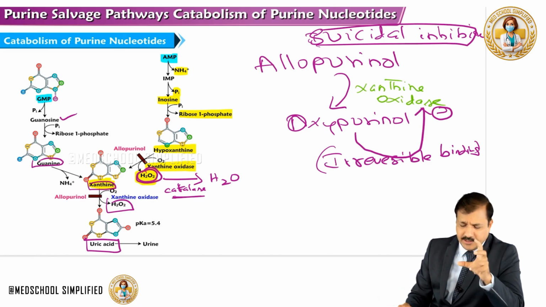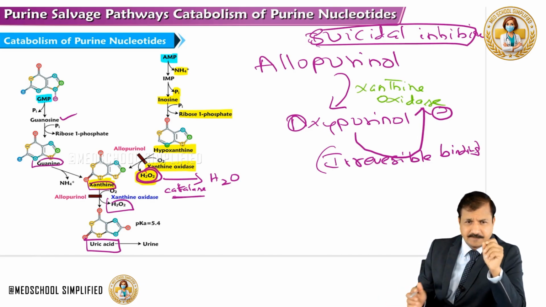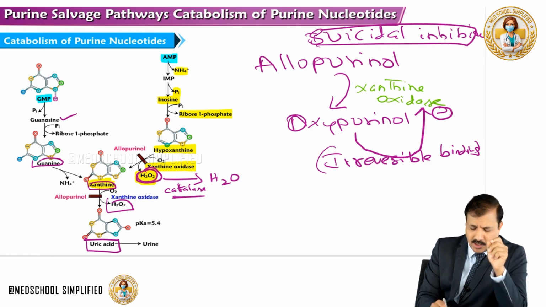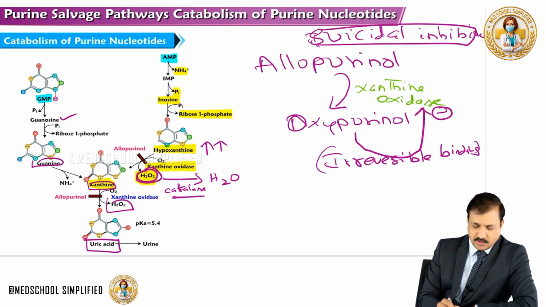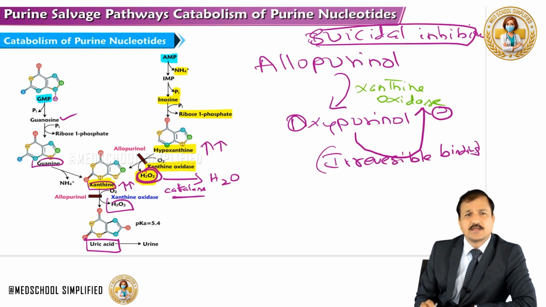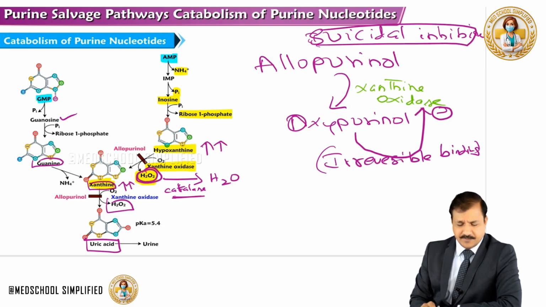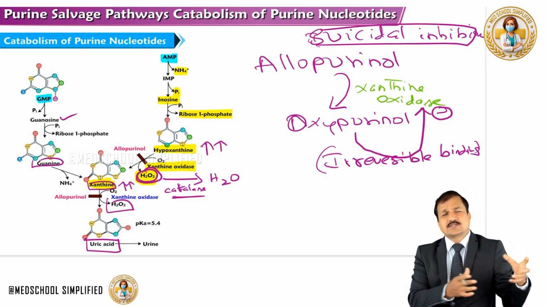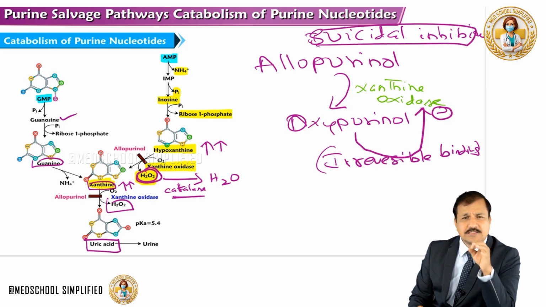By this mechanism, allopurinol does not allow conversion of hypoxanthine into xanthine, leading to elevation of hypoxanthine, and it also doesn't allow conversion of xanthine into uric acid, so it leads to elevation of xanthine. Because of this, what will happen? This xanthine can just get out of the cell, get into an alternate metabolic fate, and be excreted in the urine.